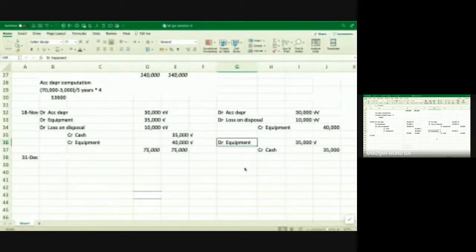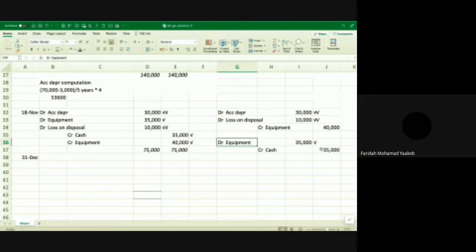To separate the transaction into two. One is the old equipment where I have the loss on disposal, and I have the new equipment that cost me 35,000, which I paid by cash. I will always have it like that, rather than put everything together. Which one do you normally do? First one or the second one? Second one. Yeah.